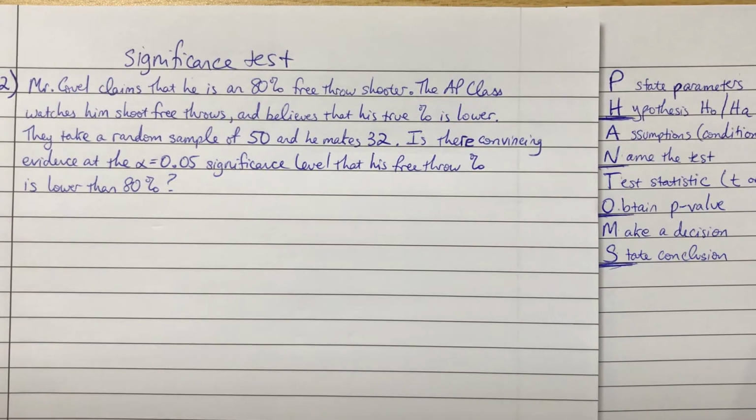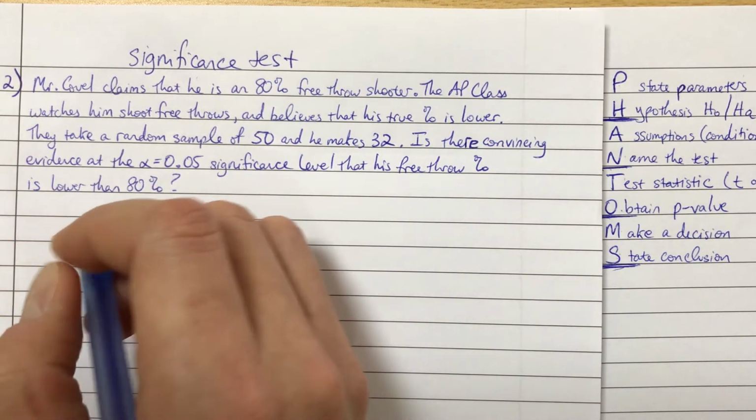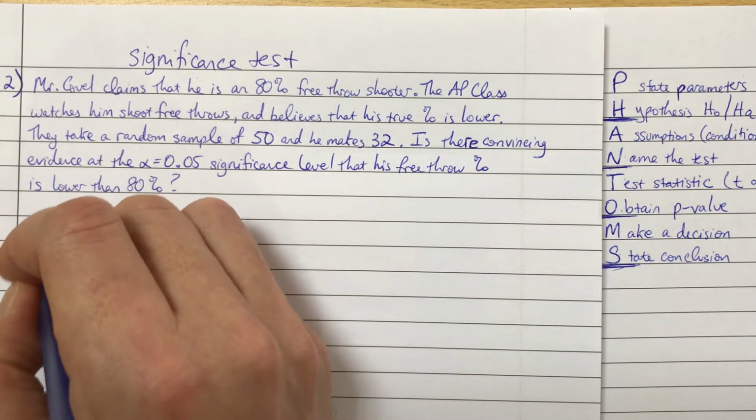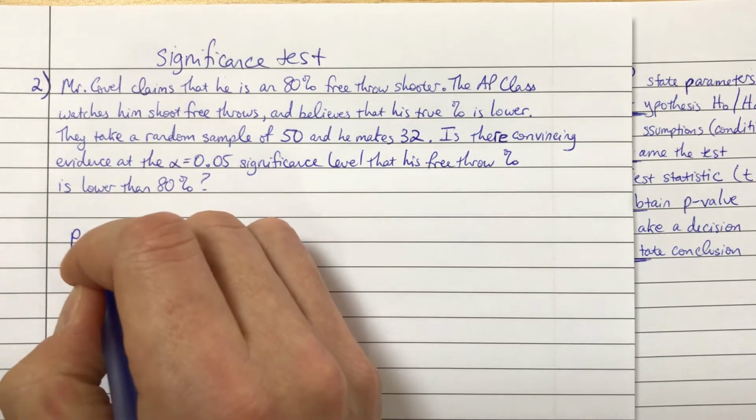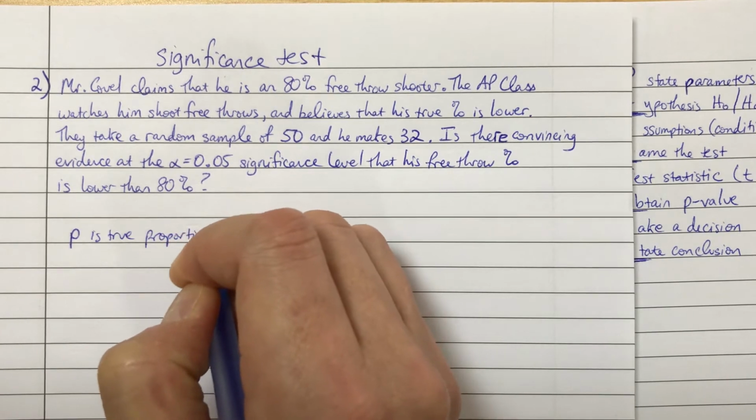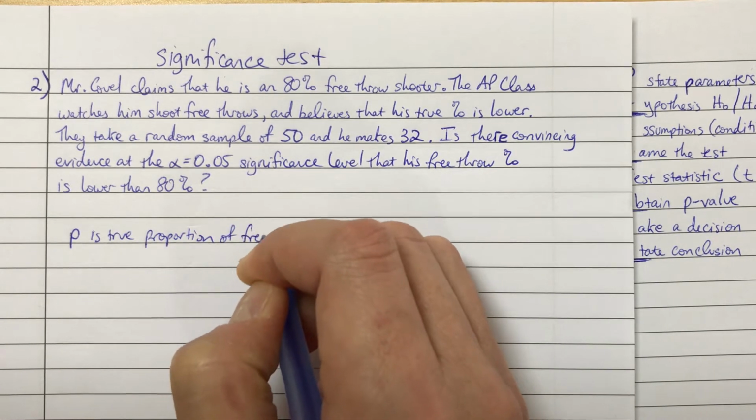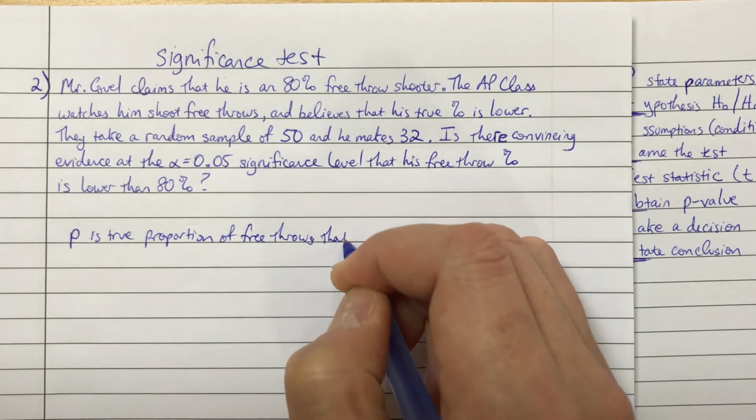So let me put it like that. We're going to start with the parameters. And in this case, we're going to say that P is the true proportion of free throws that Mr. Cavell makes.